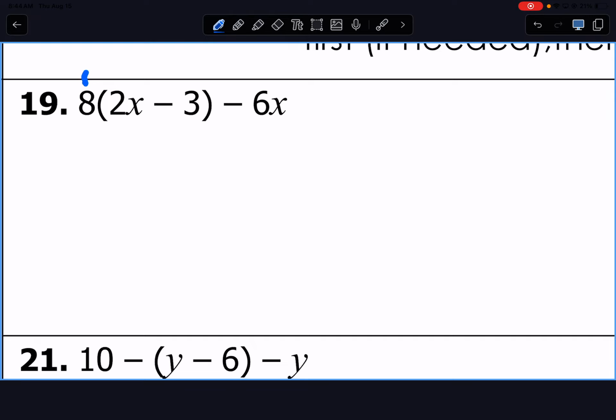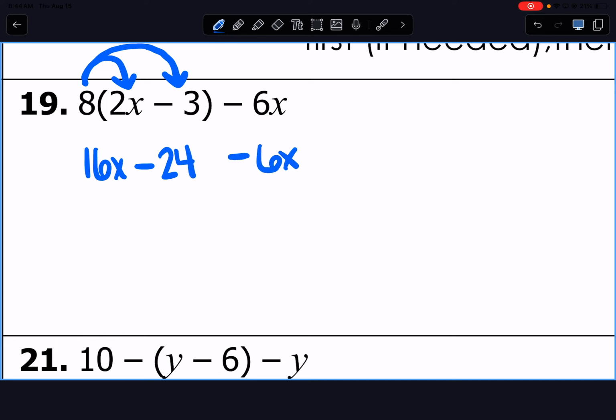I distribute 8 times, what is 8 times 2x? Okay, then I need to do 8 times negative 3, which is? Negative 24. Then I just bring down my negative 6. Can I combine anything? What is 16x minus 6x? So we get 10x minus 24.